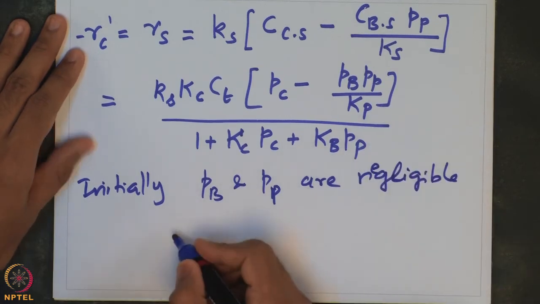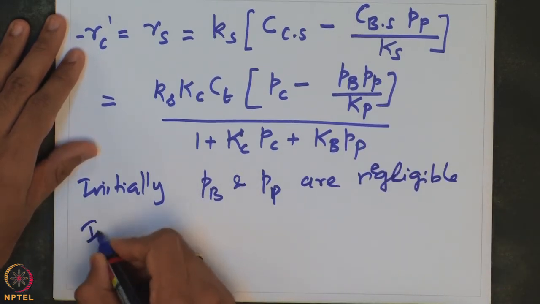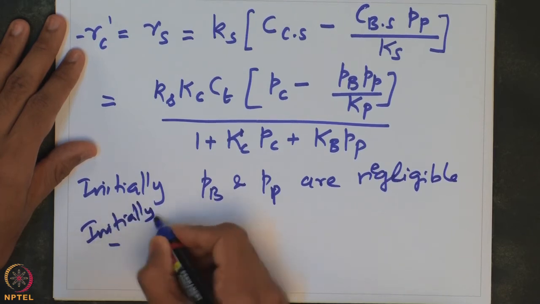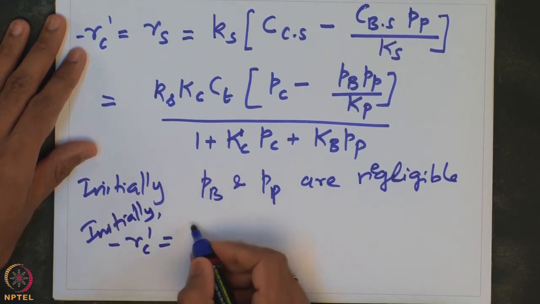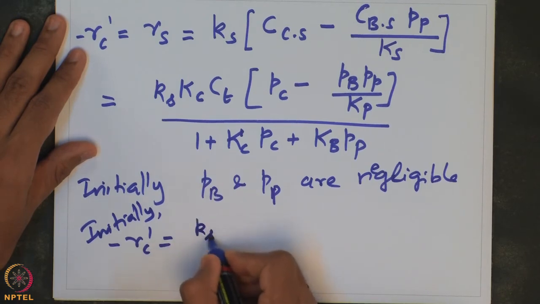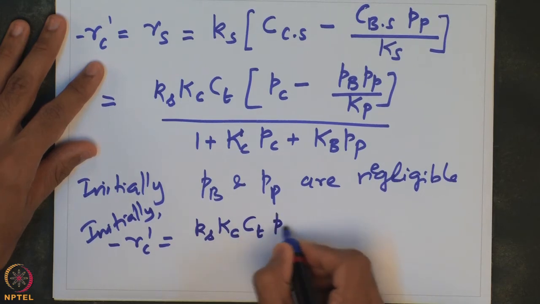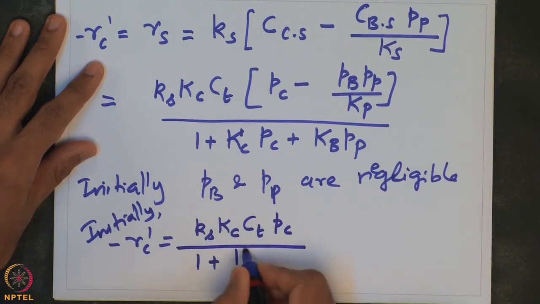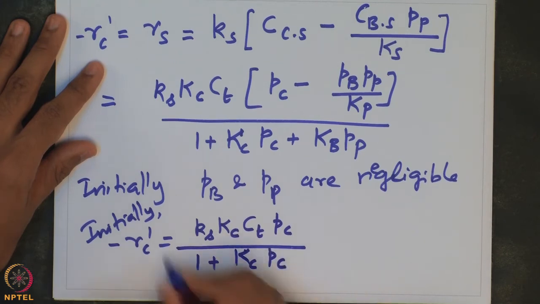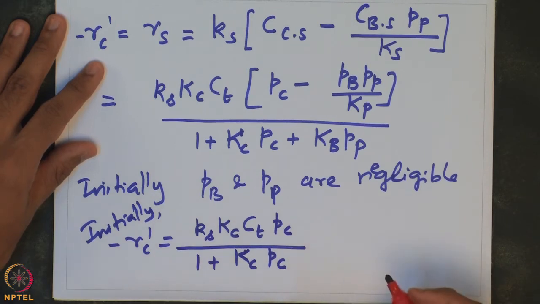So, by setting these two equal to 0, we will see that initially minus Rc prime is equal to Ks into Kc into Ct into Pc divided by 1 plus Kc into Pc. It is no more linear. So, if the overall rate is actually controlled by the surface reaction, then the dependence of the overall rate on the partial pressure of cumene is no more linear, as was observed for the case when the adsorption is rate limiting. So, let us try to sketch this.